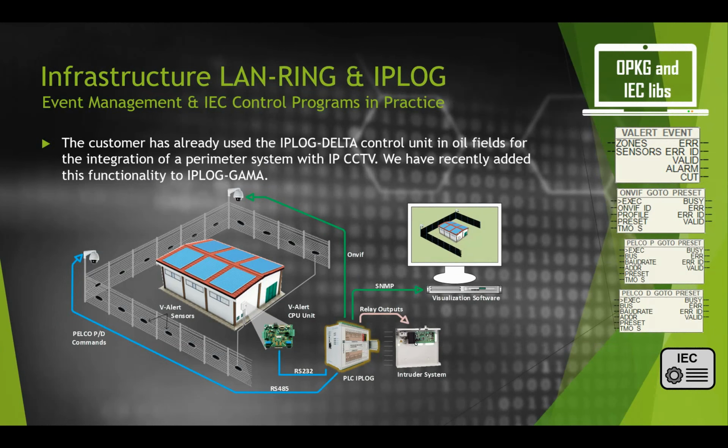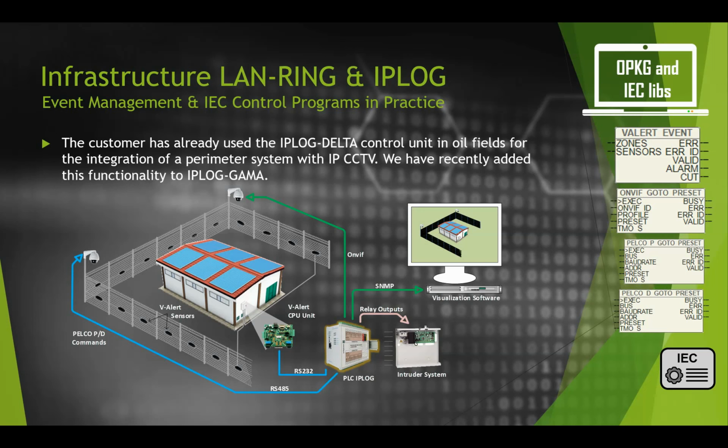Already around 2015, we delivered the first iPlog Delta control units for the integration of the V-Alert perimeter system with Pelco analog cameras. In the event of an alarm, iPlog sends commands to turn the cameras towards the disturbed part of the perimeter. It was originally an analog system. The solution has proven itself despite the challenging conditions of outdoor oil extraction sites.